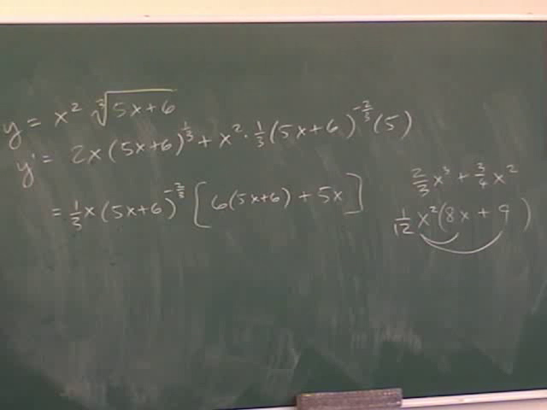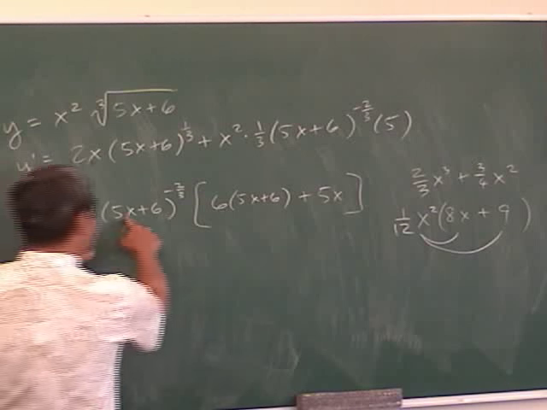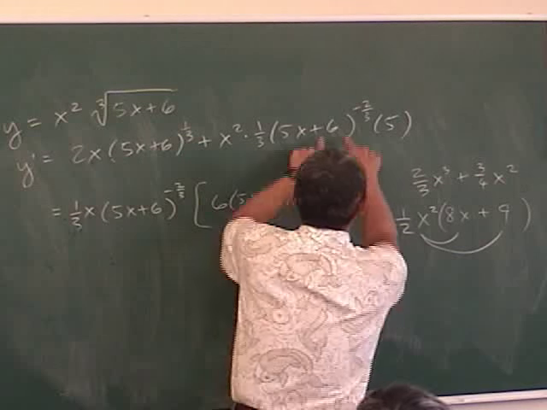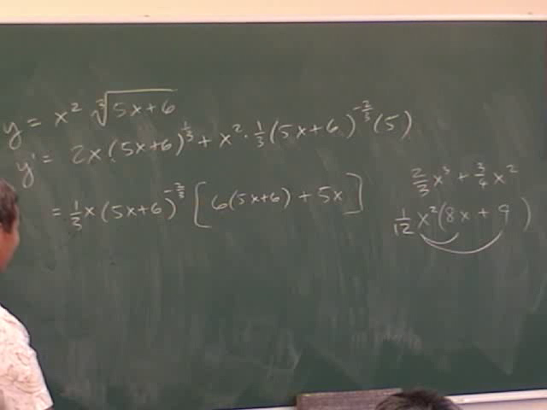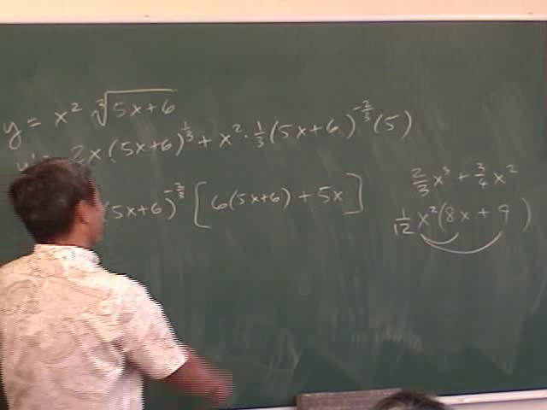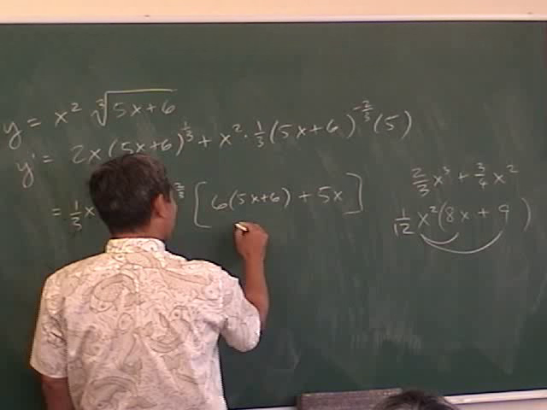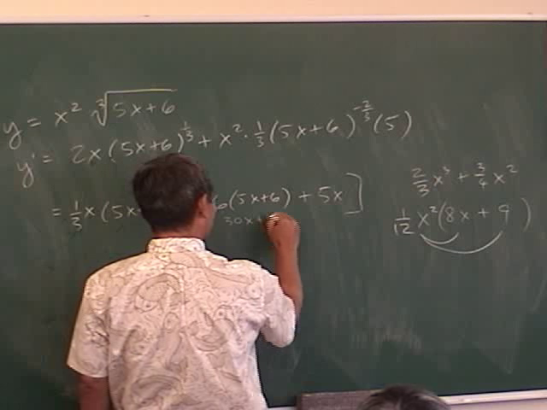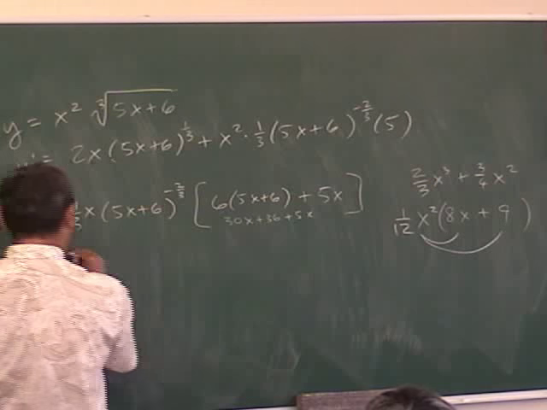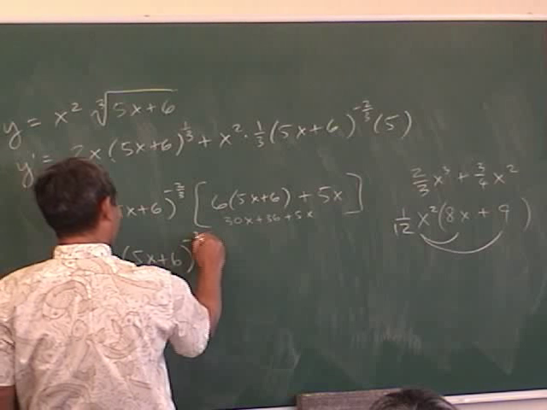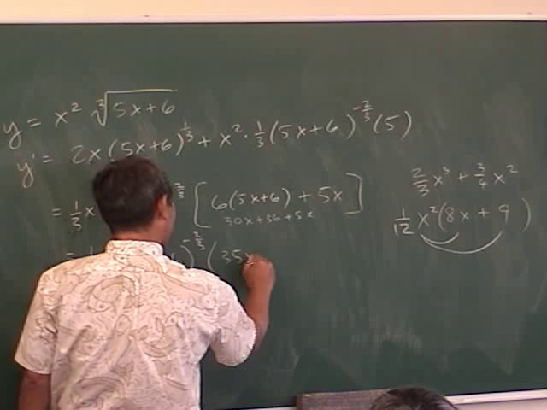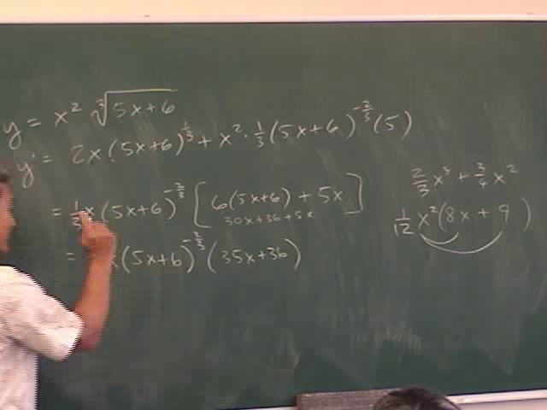Do we have to go back to algebra? No, I get it. So this times this will give you that. This times this will give you that. I can't believe we're spending so much time on this. And some of us still foggy. What just happened? Then of course you simplify what's in the bracket. So if you distribute the 6, you're going to get 30x plus 36 plus 5x. So your final answer is going to be 1/3 x times 5x plus 6 to the negative 2/3 times 35x plus 36. That's your final answer.